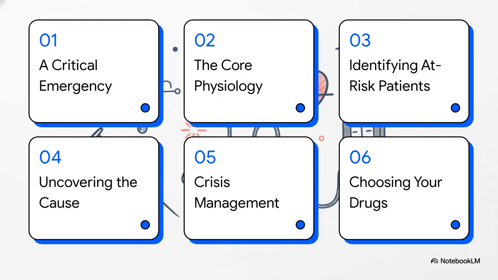So here's how we're going to tackle this. First, we'll talk about the stakes. Then, we'll dive into the core physiology. This is key. We'll look at how to spot patients who are at risk, how to figure out the cause, run through the crisis management drill, and finally, open up our drug toolkit.